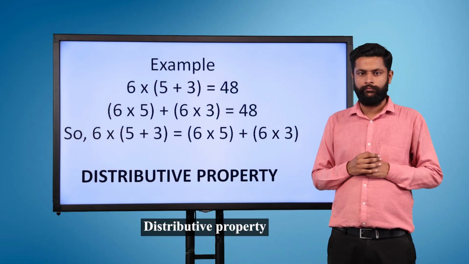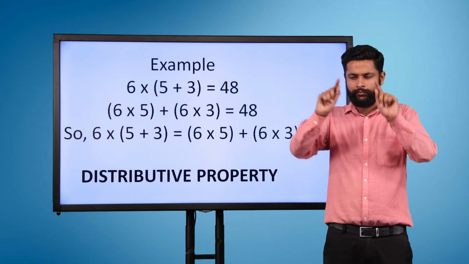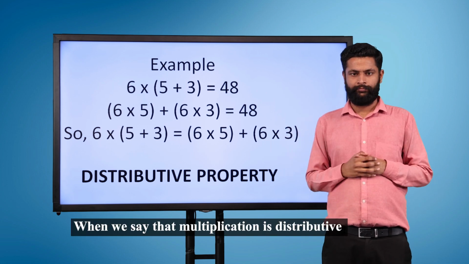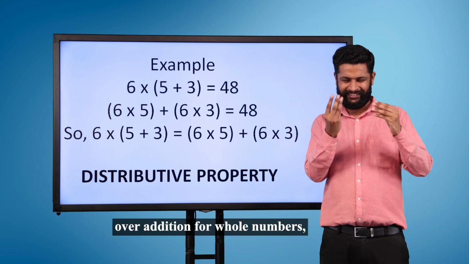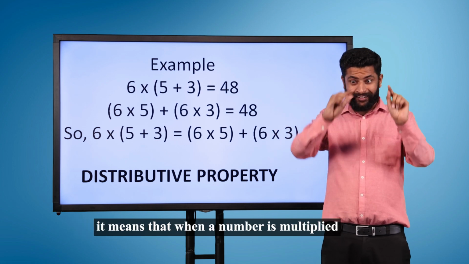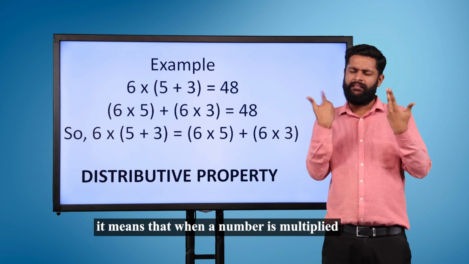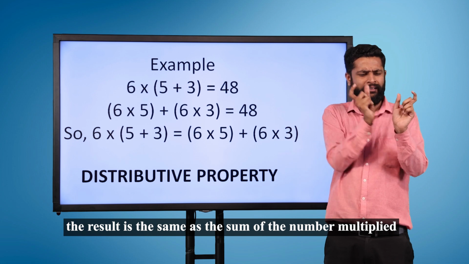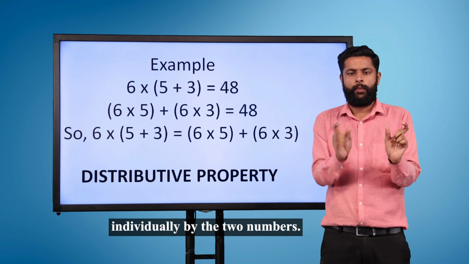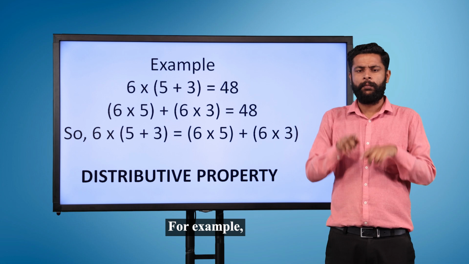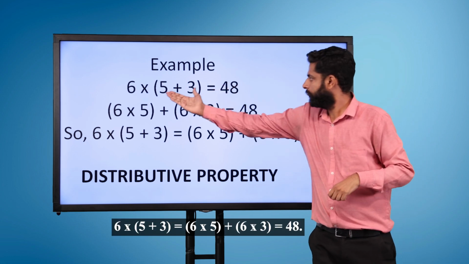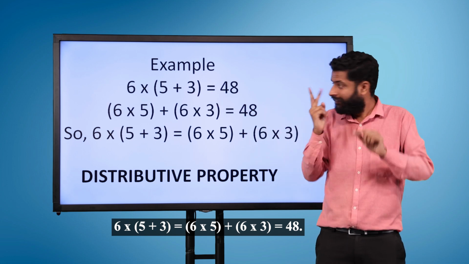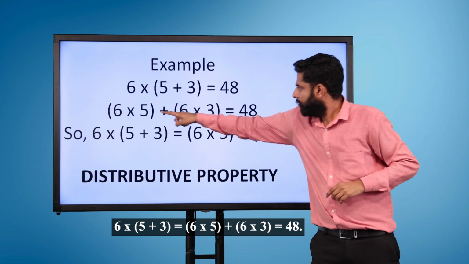Distributive property. When we say that multiplication is distributive over addition for whole numbers, it means that when a number is multiplied by the sum of two numbers, the result is the same as the sum of the number multiplied individually by the two numbers. For example, 6 into (5 plus 3) is equal to 6 into 5 plus 6 into 3, which is equal to 48.